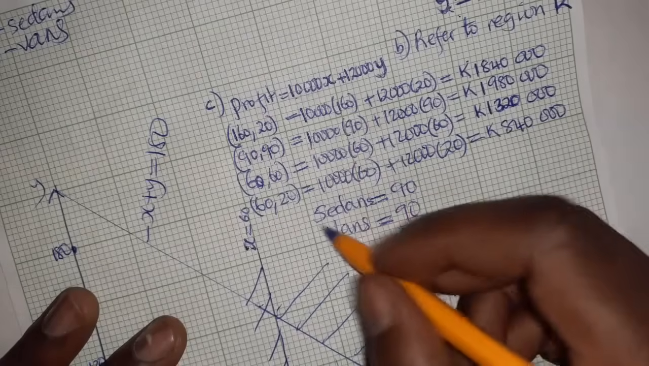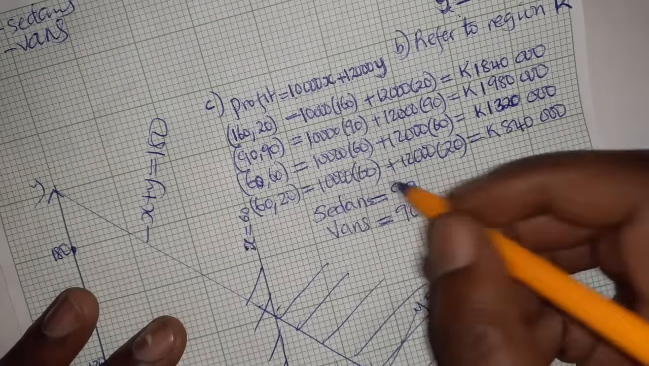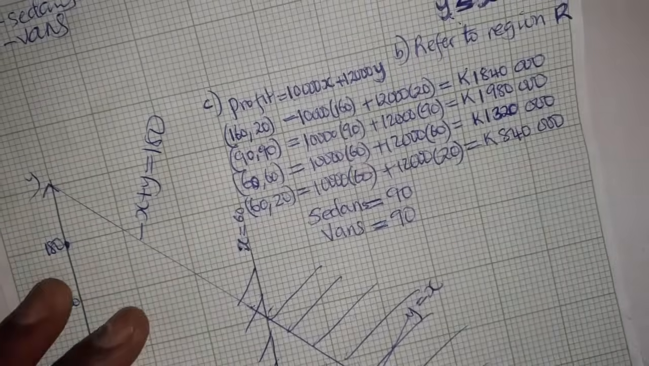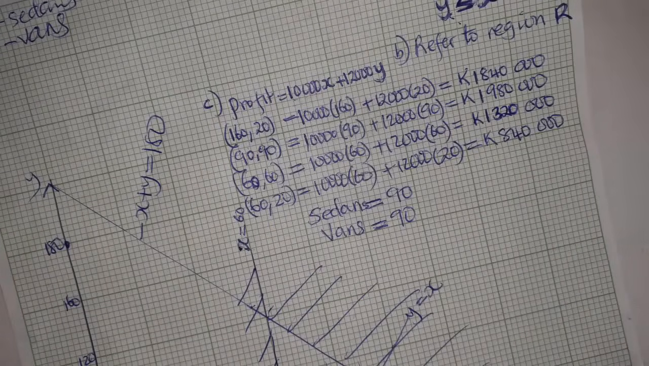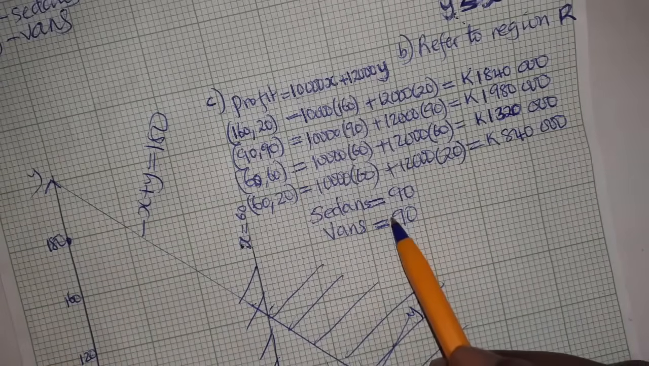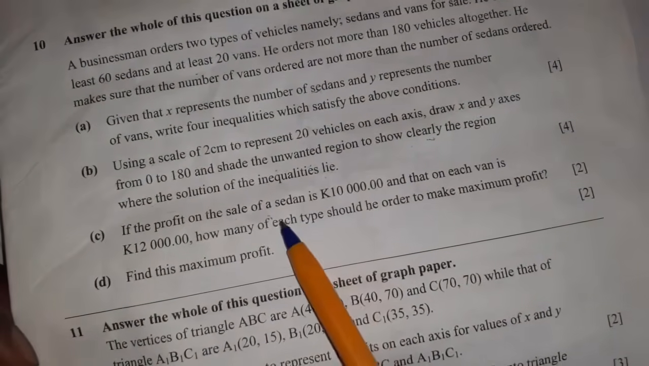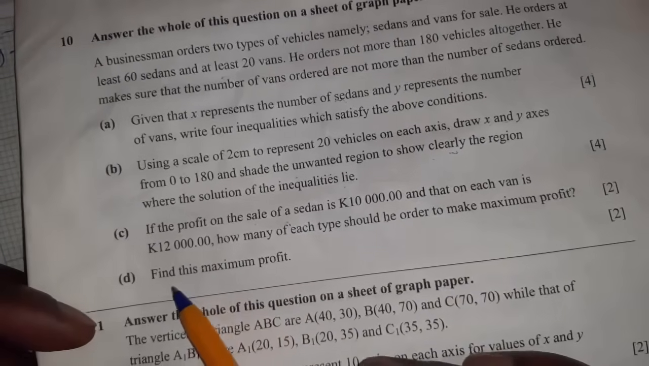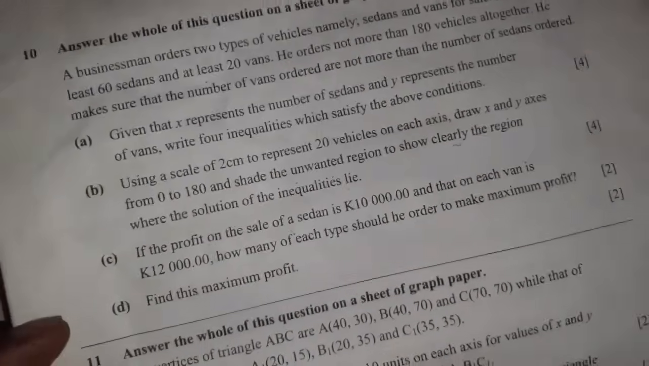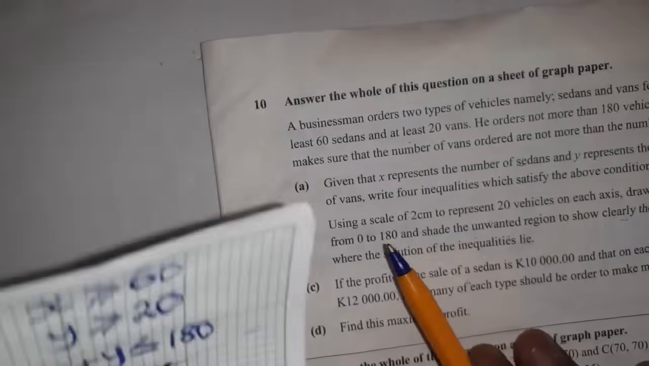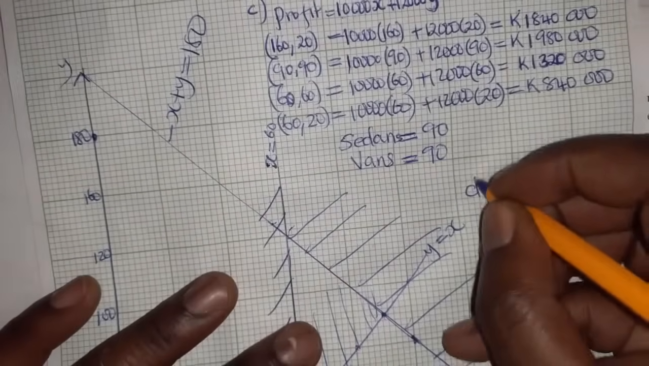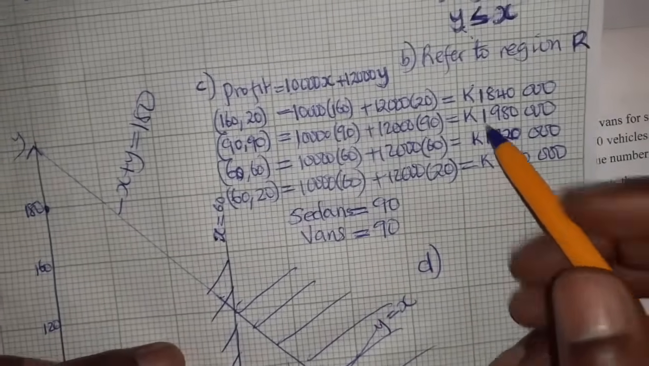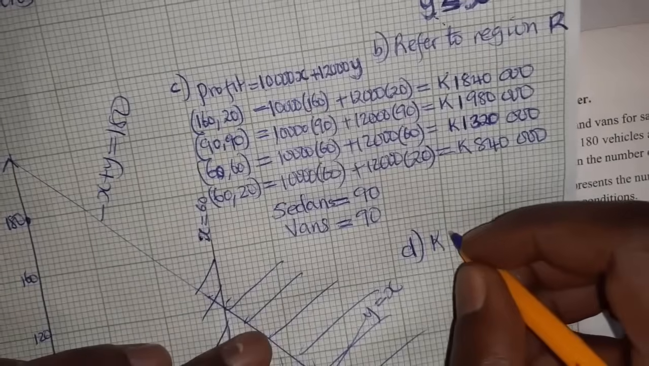This is our answer here, because the question says how many of each type should be ordered in order to maximize profit. So this is what is going to be your answer. Take note of that. How many of each type? The combination that gave us the highest amount is what you get. Then find this maximum profit. The maximum profit here, which is D, is this same highest amount.